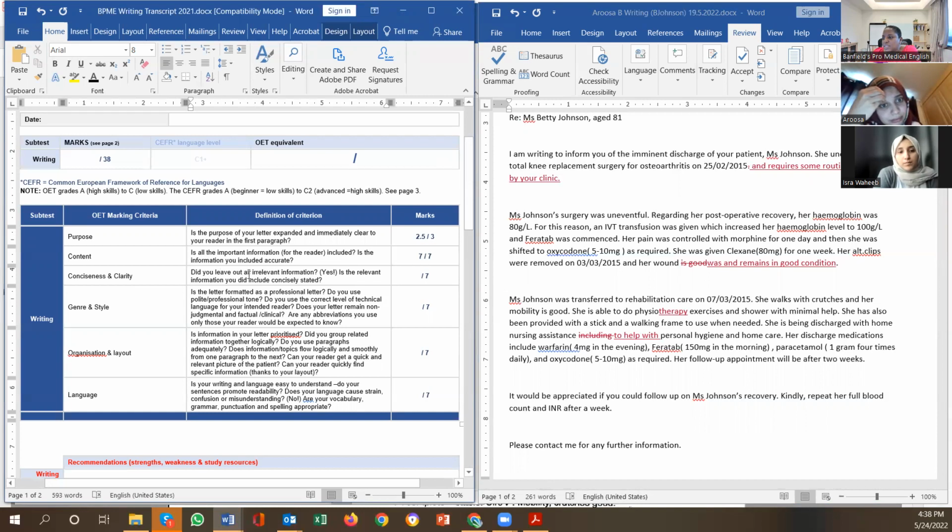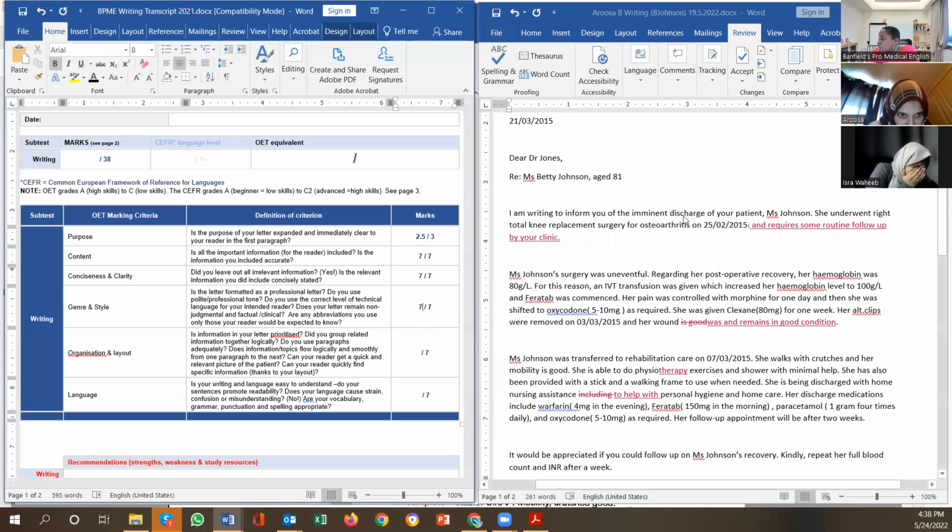So, which brings us to conciseness, clarity, and leaving out irrelevant information. Actually, quite good. All right. Genre and style. Yes. Yeah, definitely. Polite form, correct level of technical info. It remains factual, and any abbreviations, even if we don't know them, the reader could be reasonably expected to know them. 7. Okay. Organization and layout.